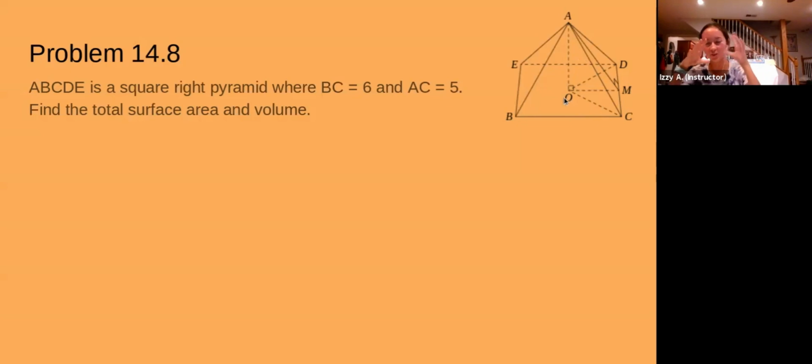So if you can imagine in the 3D aspect, AC is going to be an edge of the 3D figure. AO is going to be the height. So you want to find AO to find volume.